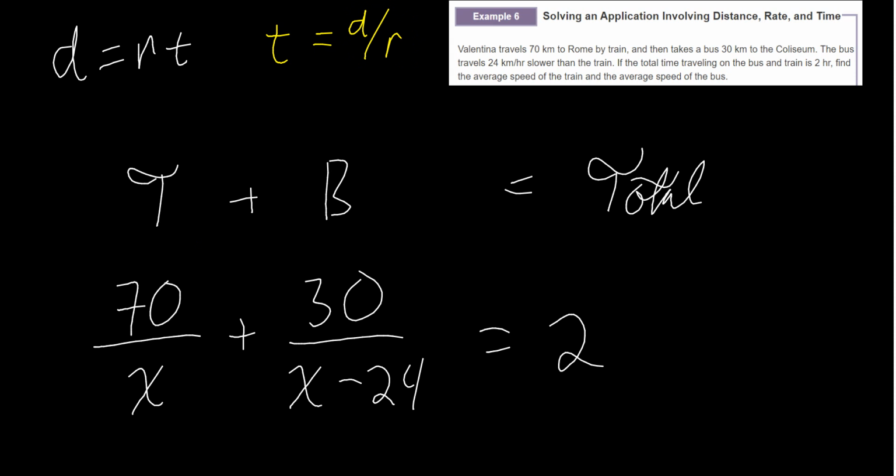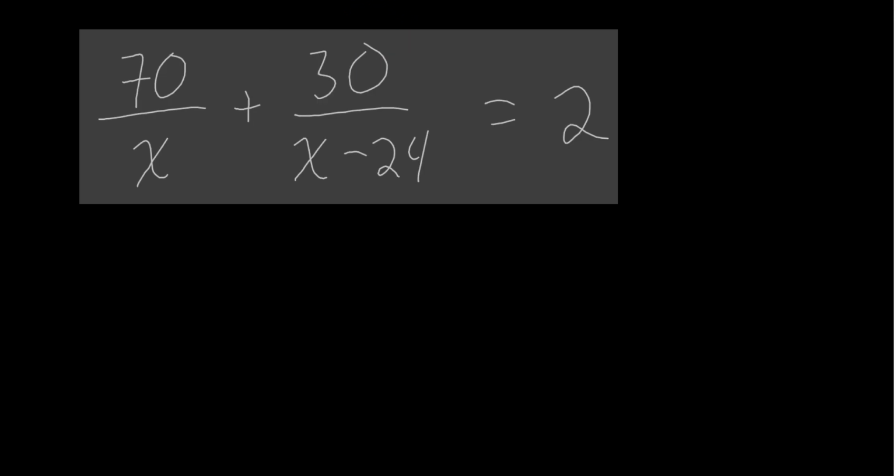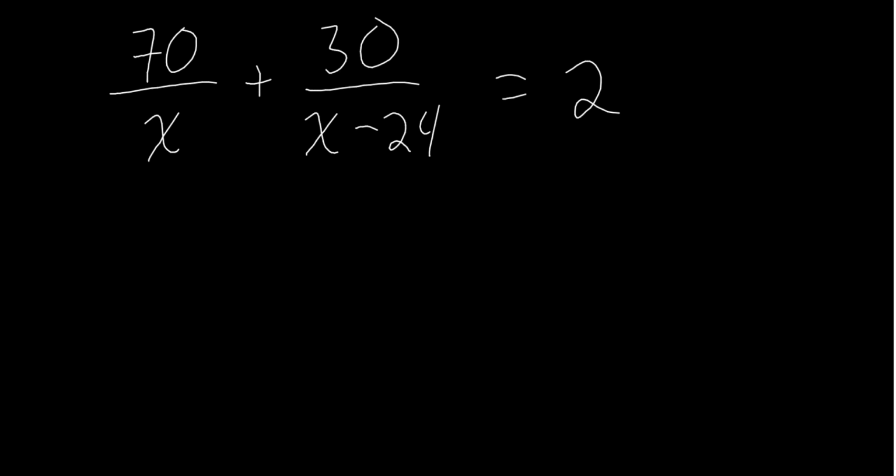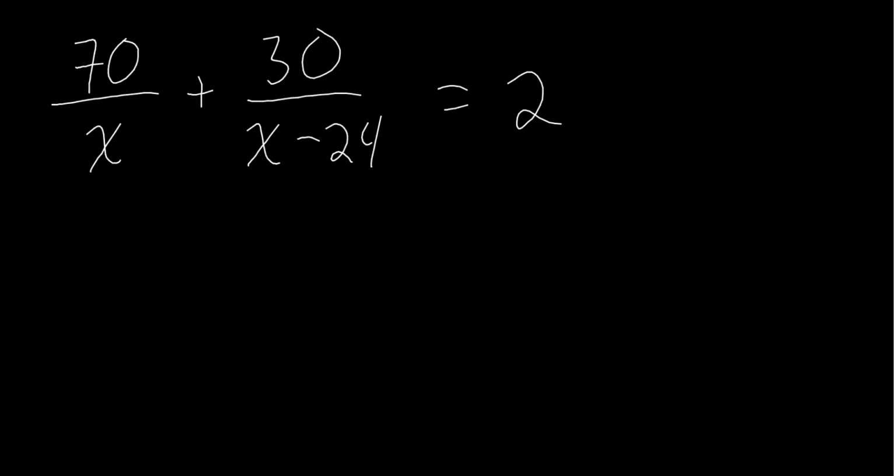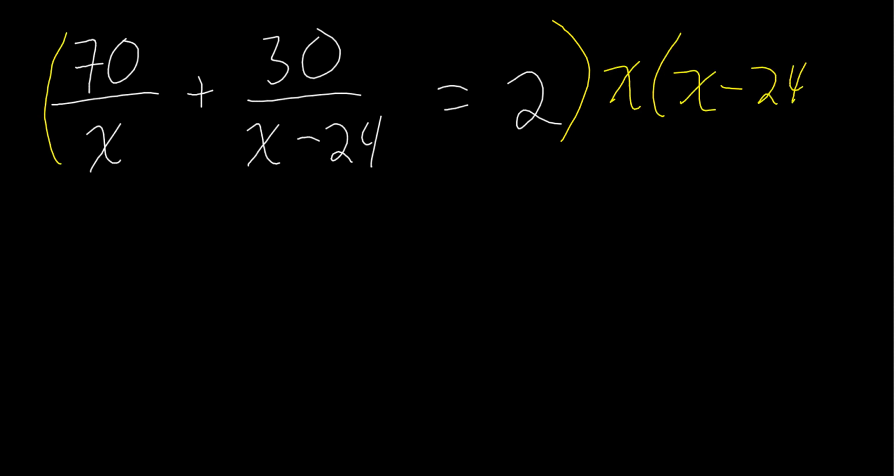From here, we simply solve this problem. What was my least common denominator here? That's not bad, it's actually just x times x minus 24. So I'm going to multiply this entire equation by x times x minus 24. If I distribute, the x's cancel, so I'm going to have 70 times x minus 24.